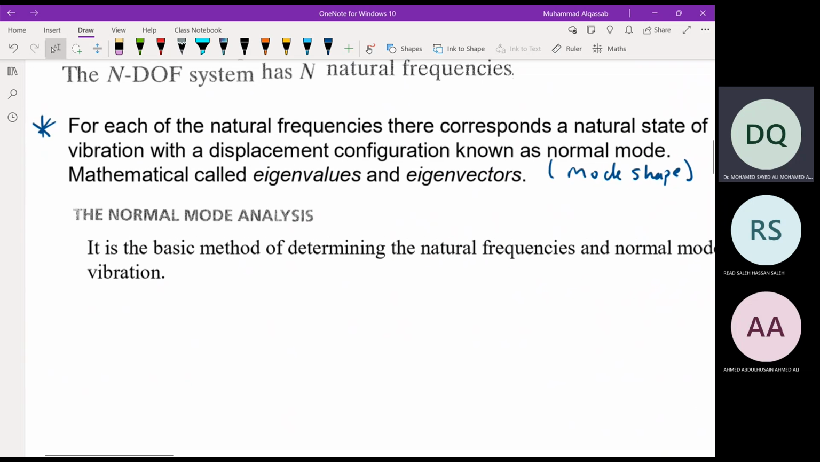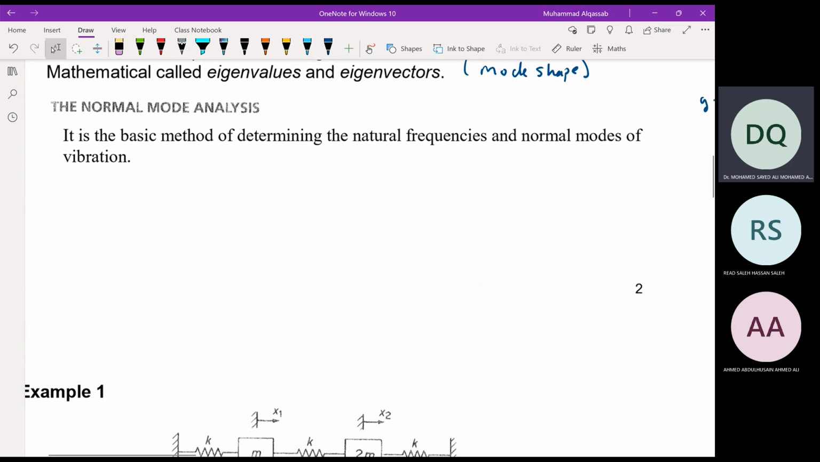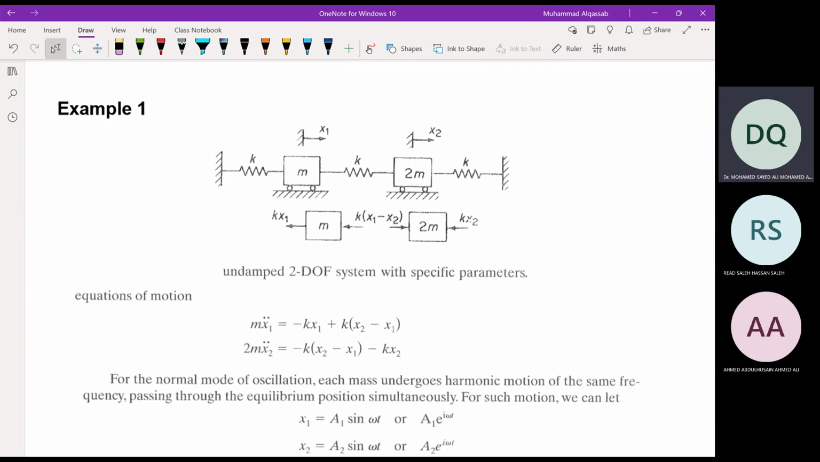The method we will use is called normal mode analysis. It is the basic method of determining the natural frequencies and mode shapes of vibration. Simply, in this example number 1, we have M1 is M, M2 is 2M, and K1, K2, K3 are K, K, and K, they are equal. And we have the coordinate X1 and coordinate X2. Those are 2 independent variables. So what you do, assume that the vibration will be harmonic for X1 and X2.